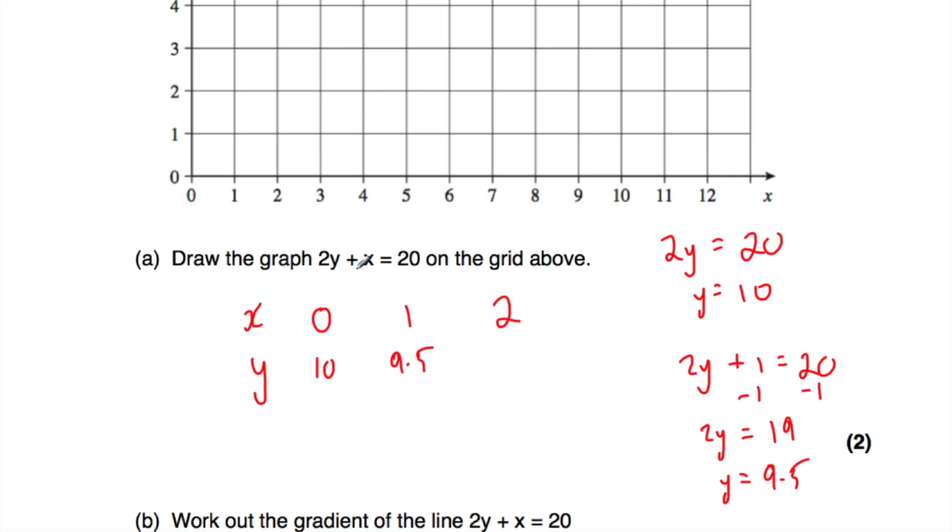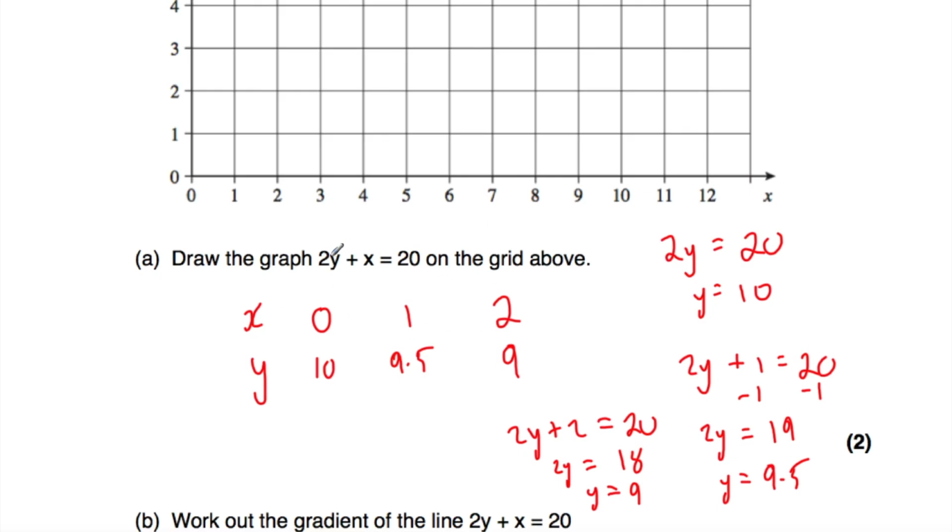Okay, and then finally 2, we've got 2y plus 2 because x is equal to 2, and that's equal to 20. If we take 2 away from both sides, we get that 2y is equal to 18, and then dividing both sides by 2 gives us that y is equal to 9. So that means we've got 3 points. We've got (0, 10), (1, 9.5), and (2, 9), and they're the coordinates of 3 points.